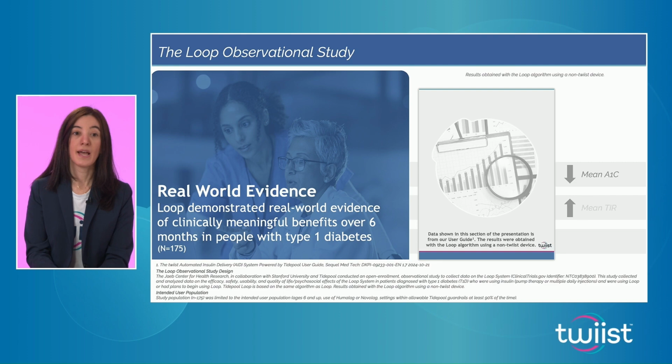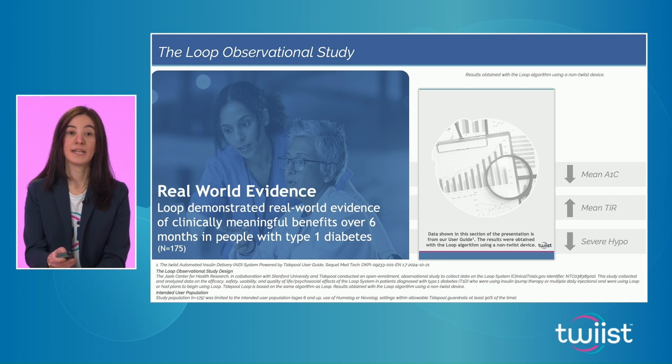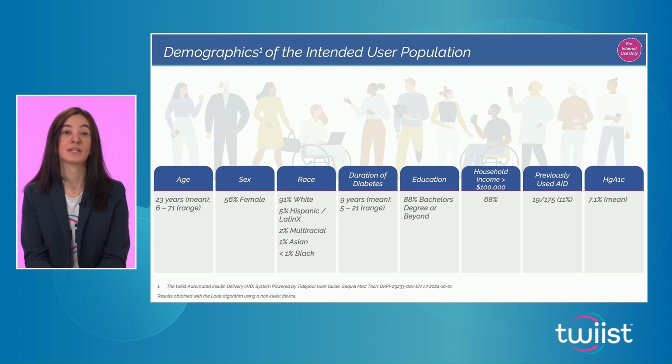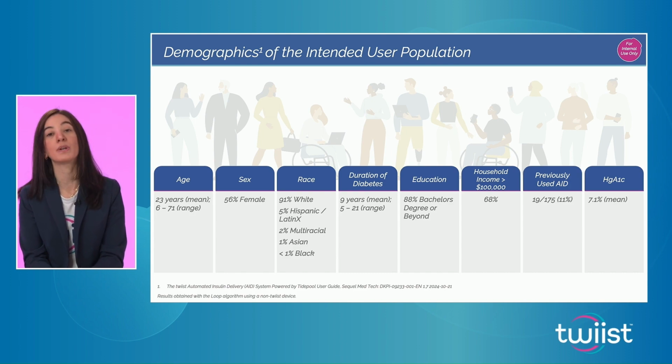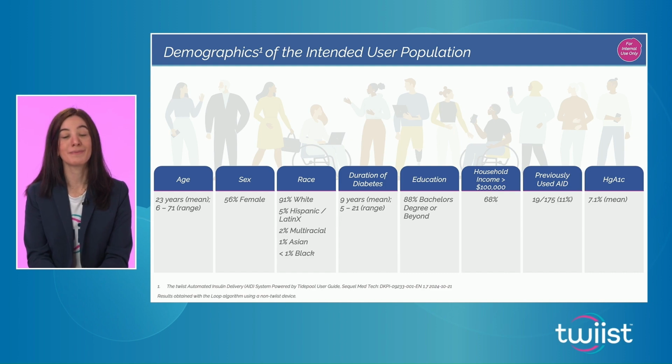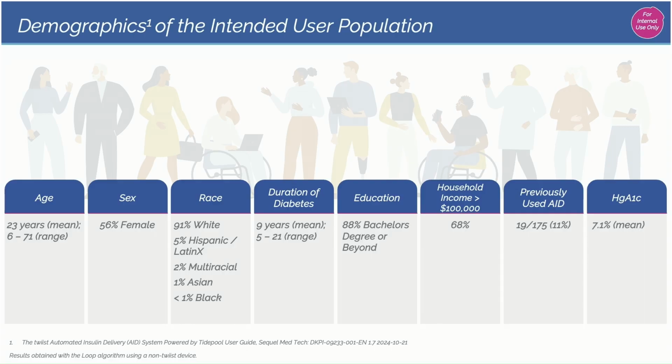But today, I'm going to show you specifically the data about 175 participants who were matching the intended user population of the Tidepool algorithm and also matching our intended user population for twiist. And that is people who were using Humalog and or Novolog, people who are age 6 and above, and people who were using the Tidepool guardrails 90% of the time. And that is a glucose safety limit between 67 and 110, and a correction range between 87 and 180.